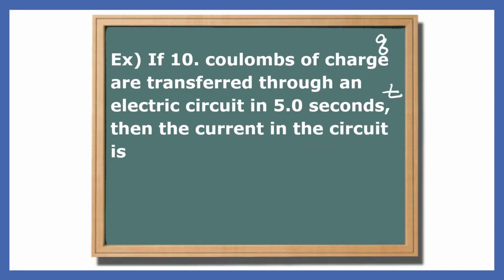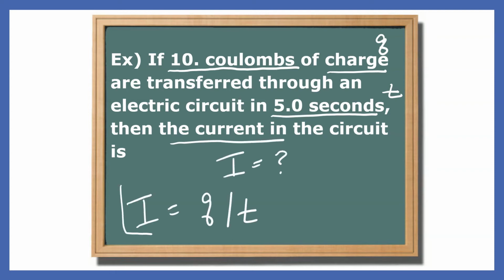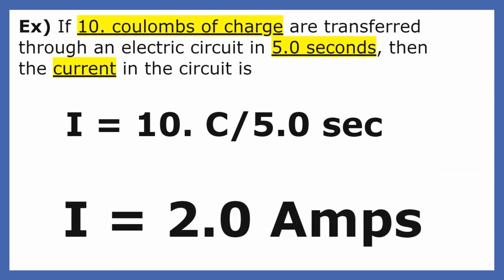Let's try a problem involving calculating current. You've got 10 coulombs of charge transferred through an electric circuit in 5 seconds. Then the current in this circuit is what? Well, I equals Q over T. So 10 coulombs divided by 5 seconds is 2 coulombs per second, or 2 amperes, also called amps.